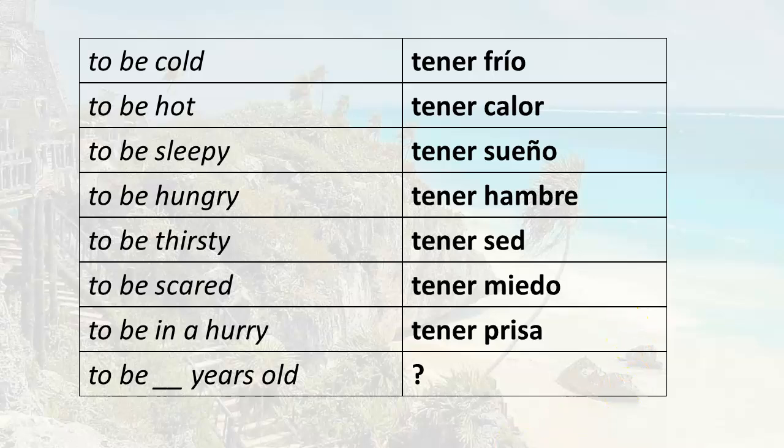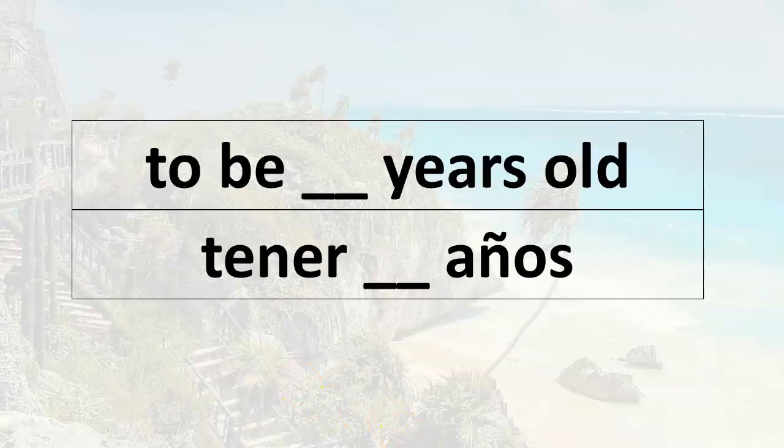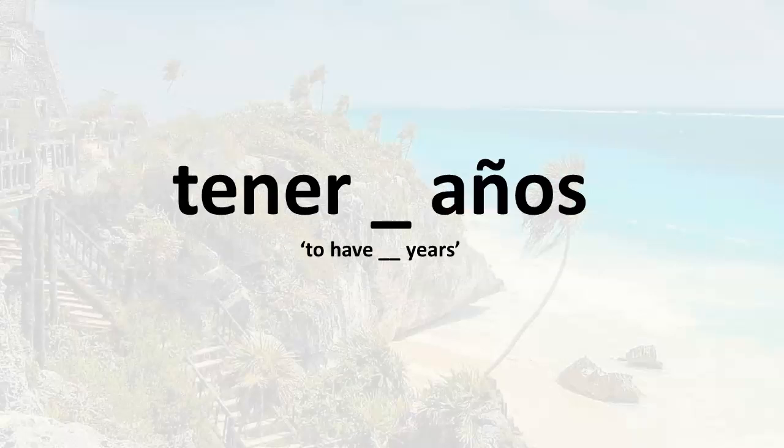In this lesson, we are going to learn how to express age in Spanish. So the expression to be however many years old. In Spanish, the formula that we use to express age is tener años, literally to have years. In the blank is where you put the number of years that you have. So to be 30 years old, in Spanish would be tener 30 años. Remember that tener años literally means to have years.